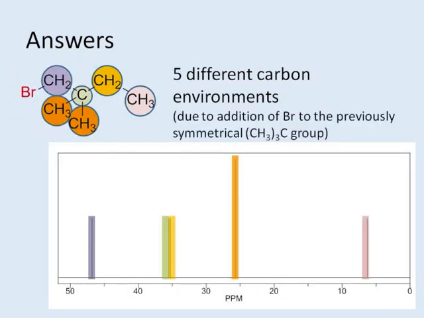In the third example, there are 5 different carbon environments. Placement of the substituent, in this case bromine, on one of the previously chemically equivalent CH3 groups creates a new non-equivalent carbon atom.